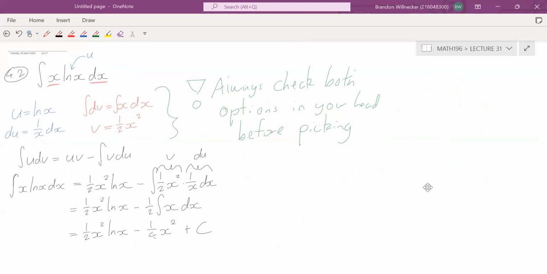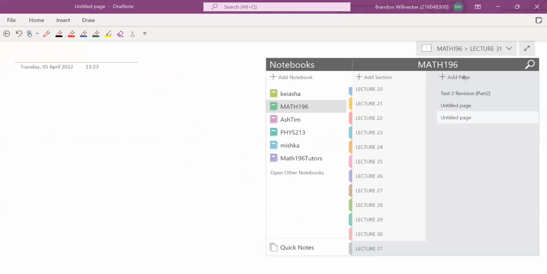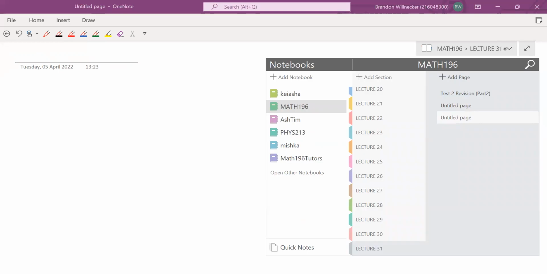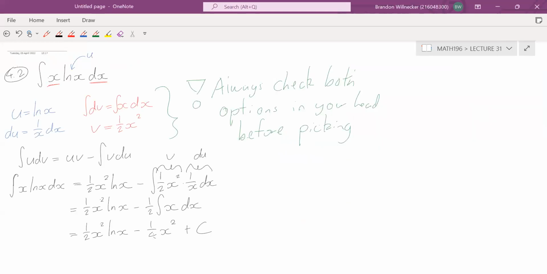Okay, so not too bad. You should expect something like this for your test. Remember, it's one question on integration by parts. So you're going to have integration by parts, maybe a u substitution with it, a little mix of things. Altogether, it's out of 10. So you've got one question on that.